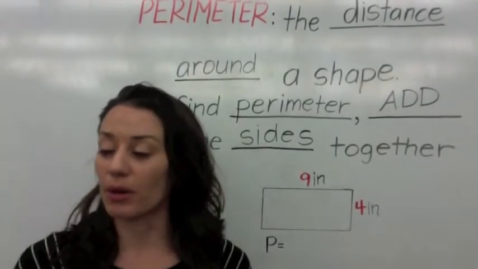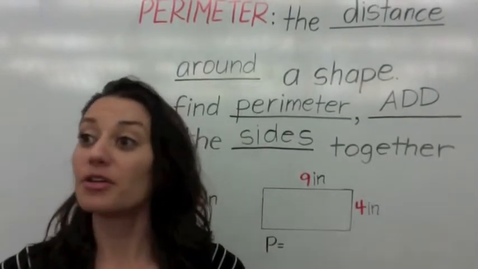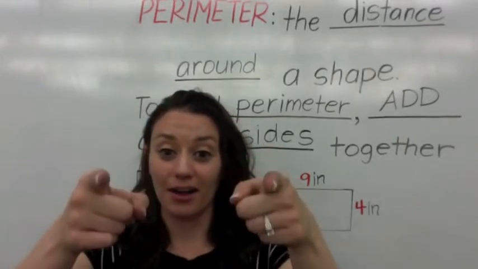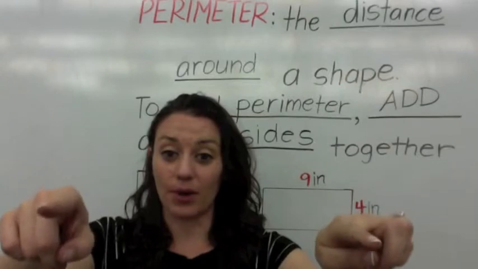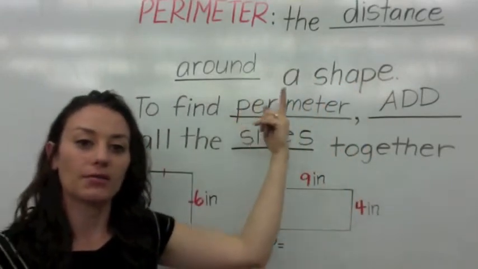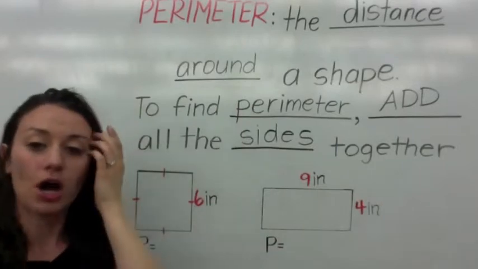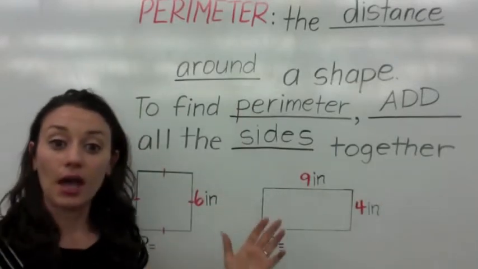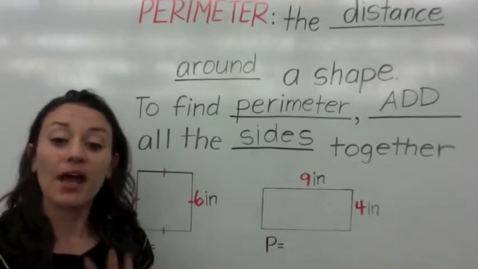What is perimeter? Perimeter is the distance around a shape. Okay, so go ahead and write the distance around a shape. And the two shapes that we're talking about in particular are squares and rectangles. These shapes have 4 sides.